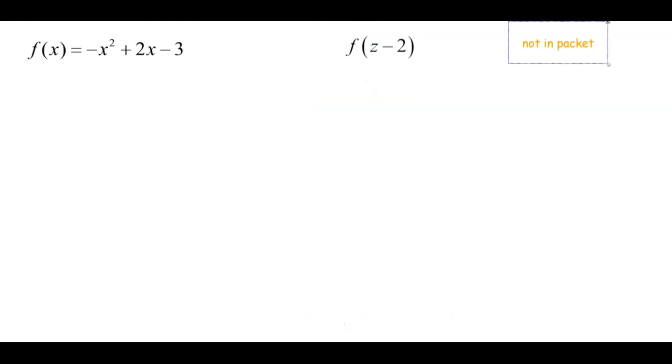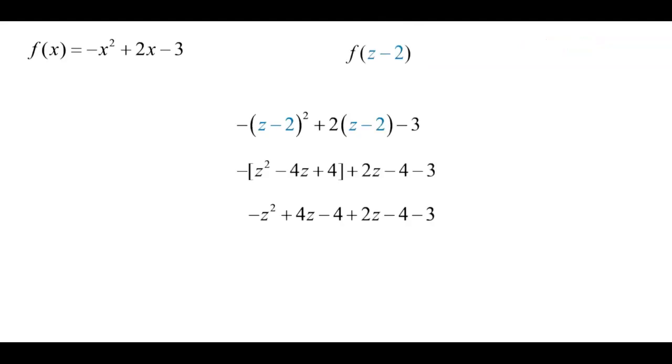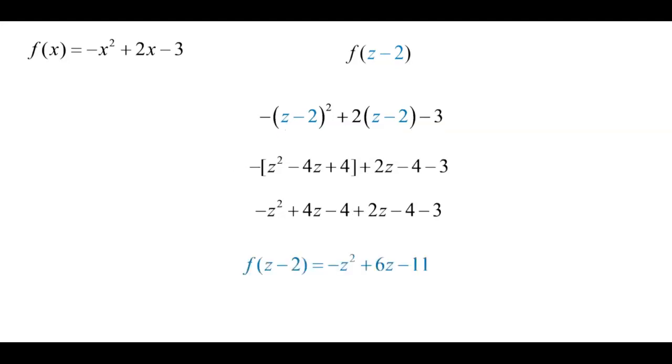So this is not in the packet, but I just wanted to let you know what's going to happen here when we plug in z minus 2. Again, you're going to do your order of operations. Remember, we are foiling this piece right here. We are not just dumping in a 2 to the z and the negative 2. You have to perform the correct operations and multiply out that binomial. And when we combine like terms, we get f of z minus 2 equals, or is, negative z squared plus 6z minus 11.